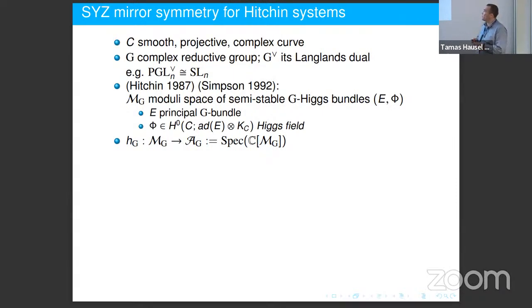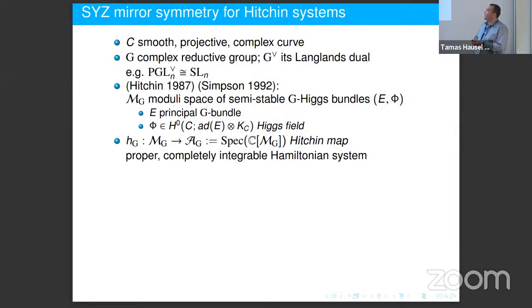So the major player in today's talk is the Hitchin system, which is defined as a map from the moduli space of Higgs bundles. And in this generality, it's easiest to say that it is just the affinization map. So we take all algebraic functions on the moduli space of Higgs bundles, and this algebra turns out to be finitely generated. So its spec will be, in fact, just a vector space, of half the dimension of the original moduli space. And this is what is called the Hitchin map, which has wonderful properties. It is a proper and completely integrable Hamiltonian system.